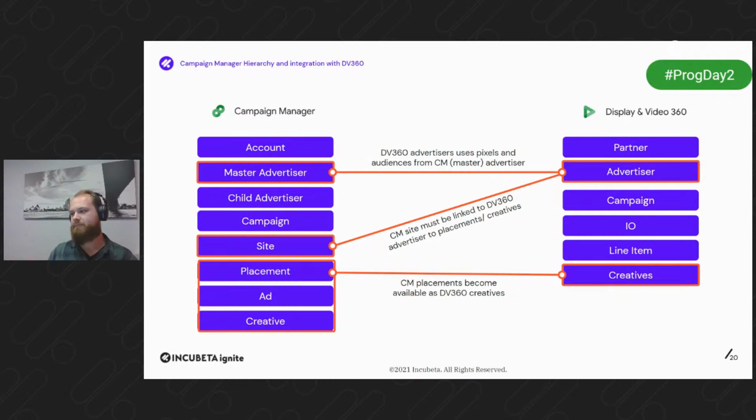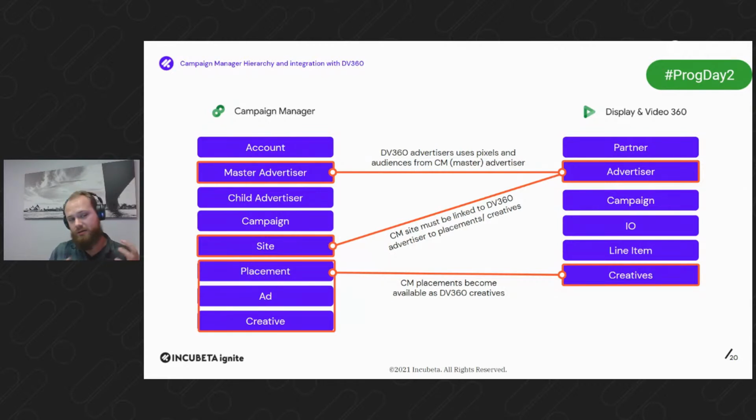As we can see here on the Campaign Manager side, we start out at our highest level with the account, and on DV360 we've got the partner, and those two are not actually directly linked to each other. Where the link happens is we talk about our parent or master advertiser, and then that gets linked to the advertiser in DV360. Through that, we can pass down our tracking pixels, our audiences, and a variety of other pieces are passed back from DV360 to Campaign Manager as well, for us to complete our attribution picture in Campaign Manager 360.